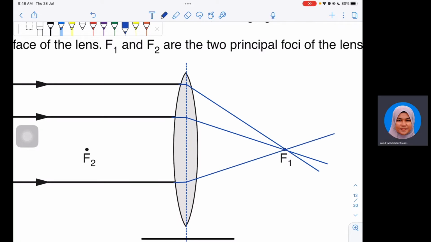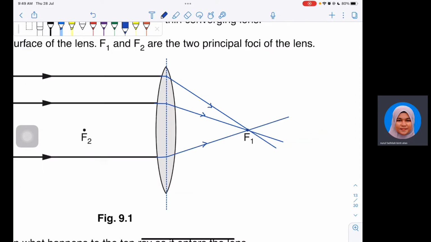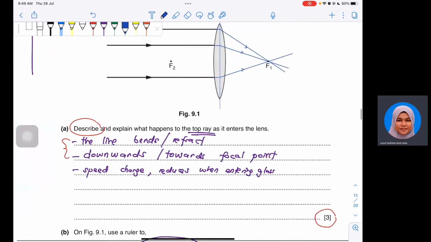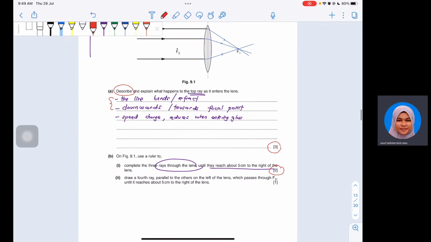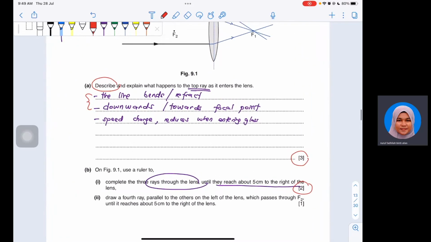Ada yang buat macam ni, dia kata okey dah siap dia hantar exam jawapan dia, tak dapat markah. You must have an arrow for each of the rays so that we know from where to where the direction. Okay, baru dapat complete 2 marks. Draw a fourth ray parallel to the others on the left of the lens which passes through F2 until it reaches about 5 cm.